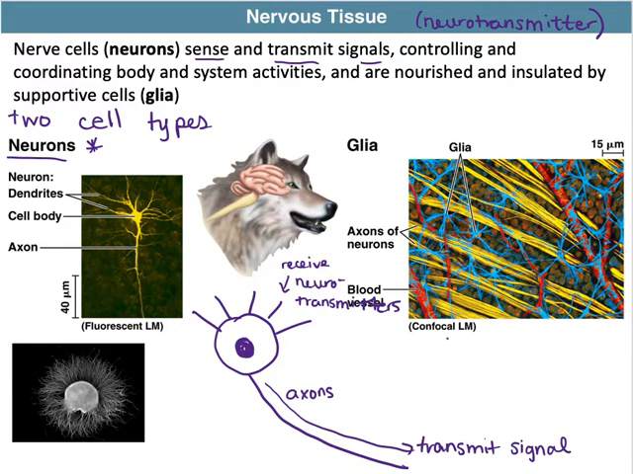So as far as the function of the nervous tissue is concerned, neurons are the main type, but glial cells actually are higher in number, and these are the cells that nourish and support and insulate the neuron cells.